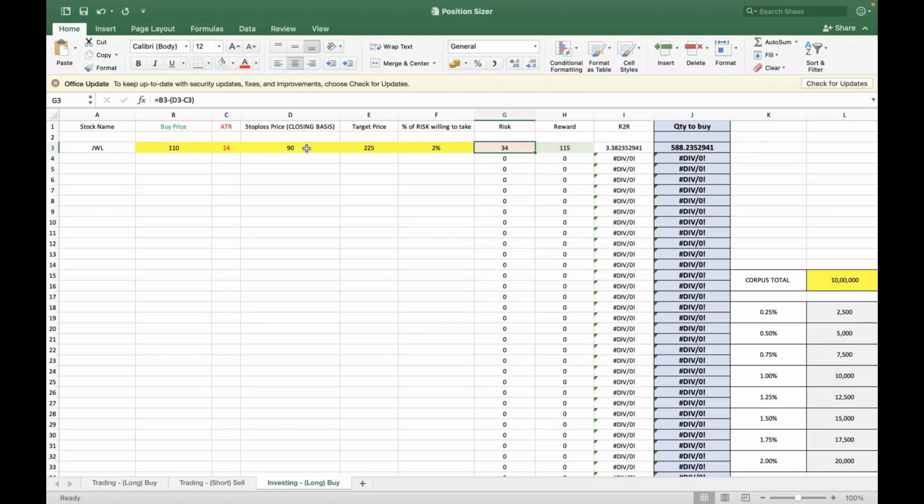The trigger basis stop loss, which I'm telling you, is just to protect you against the worst case scenarios. Okay, so on that note, I would like to conclude today's session.